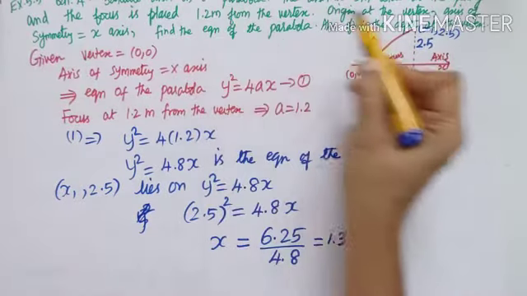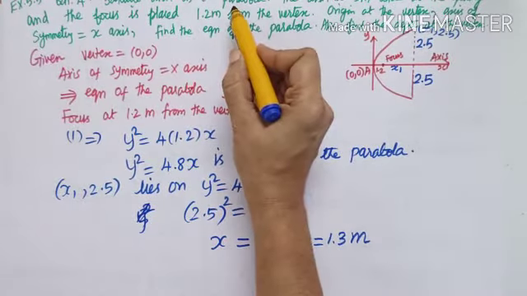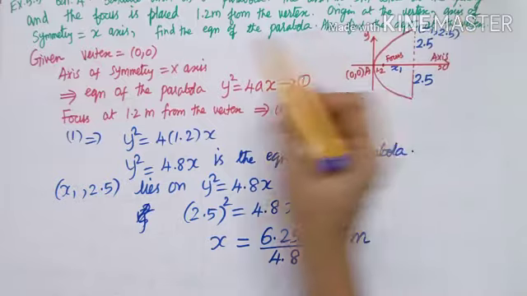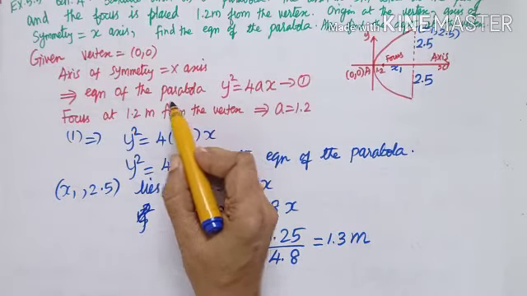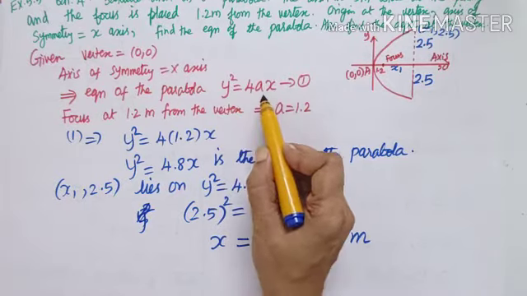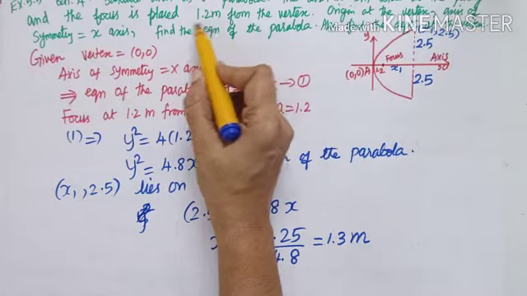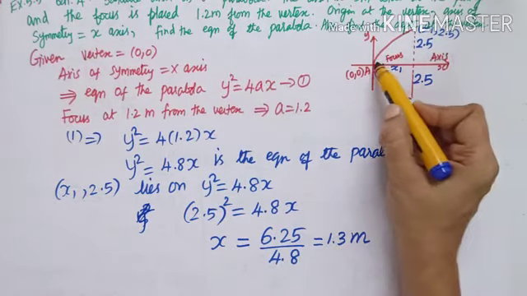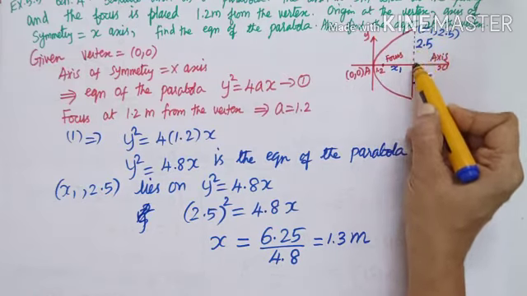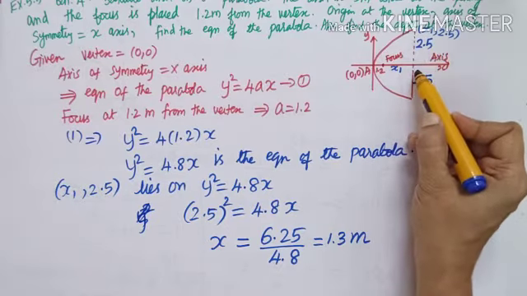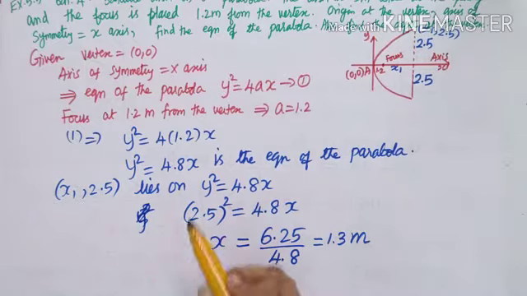Read line by line, understand what it is. It's a parabola opening to the right because origin is at the vertex and axis of symmetry is the x-axis. We have to know the equation of the parabola is y square equal to 4ax. A is attained from focus distance, that is 1.2. Then we know this and this will be this coordinate. Call this as x1 and this is 2.5 from the question. x1 comma 2.5 lies on the equation, gives me x is equal to 1.3 meters.